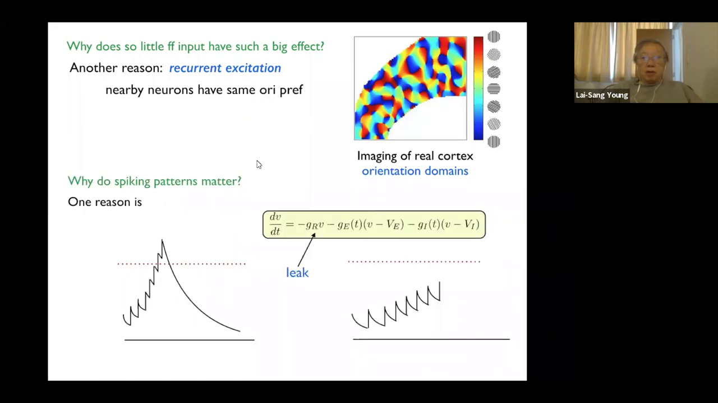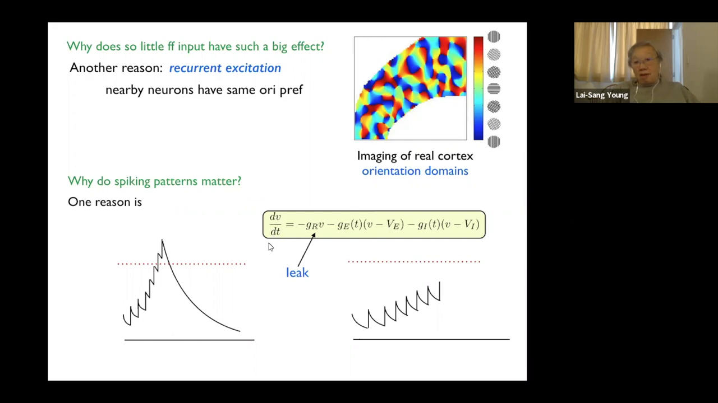But I still haven't explained why spiking patterns matter. It's just a slight difference in pattern, and that's the thing on which the whole thing is based. The same number of spikes, just a slight difference in pattern. Well, here's a cartoon for that. This is a cartoon that I drew by hand.